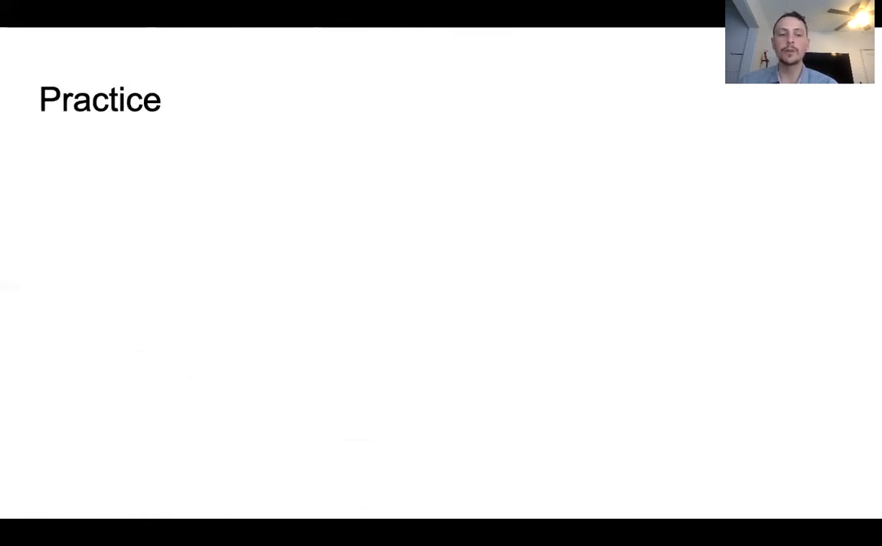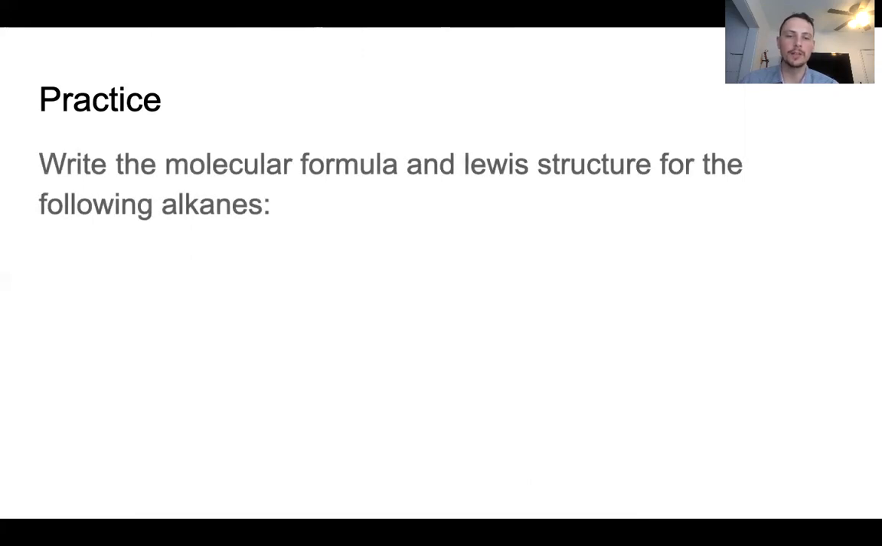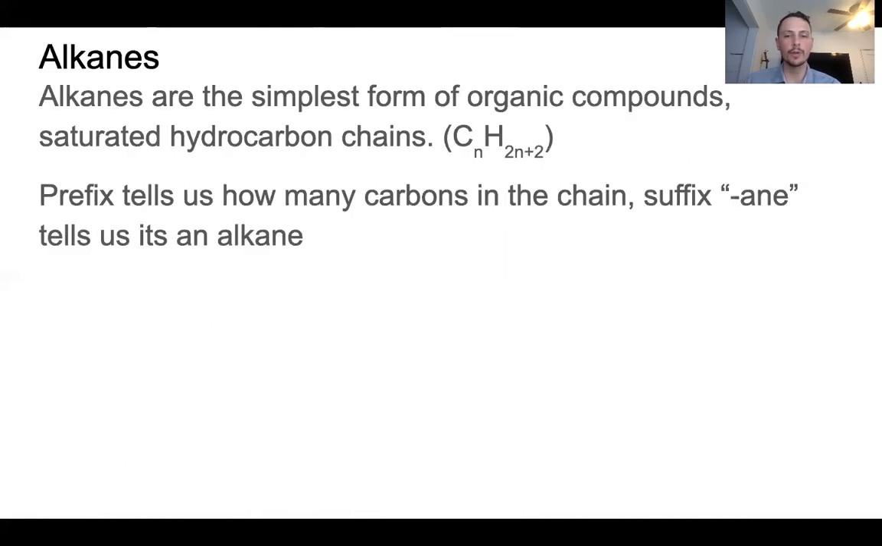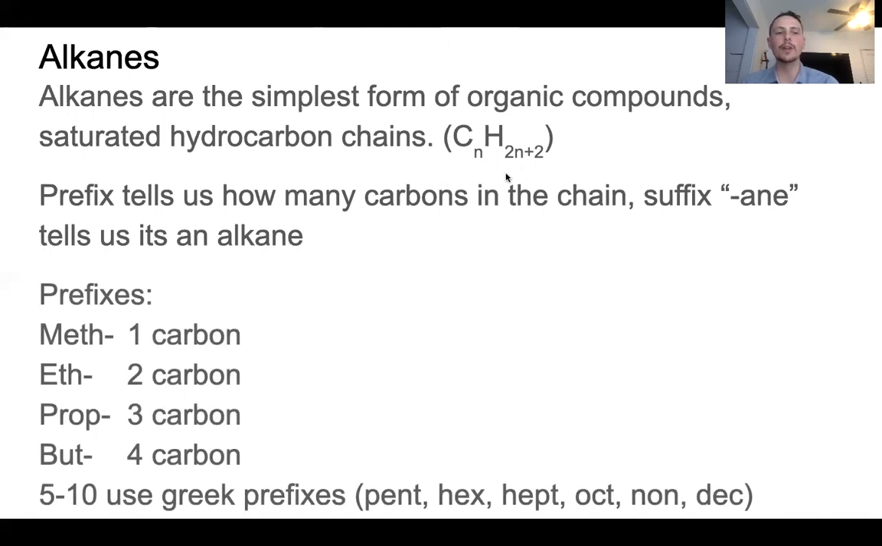So we are going to practice writing the molecular formula and the Lewis structure for the following alkanes. So we're going to write it for ethane, we're going to write it for pentane, and octane. But before I do that, I want to go back and emphasize this right here. Forgot to talk about this, but we have a sort of formula that allows us to quickly know how many hydrogens there are, depending on how many carbons we have for any alkane here. So this N is the number of carbons that you have.